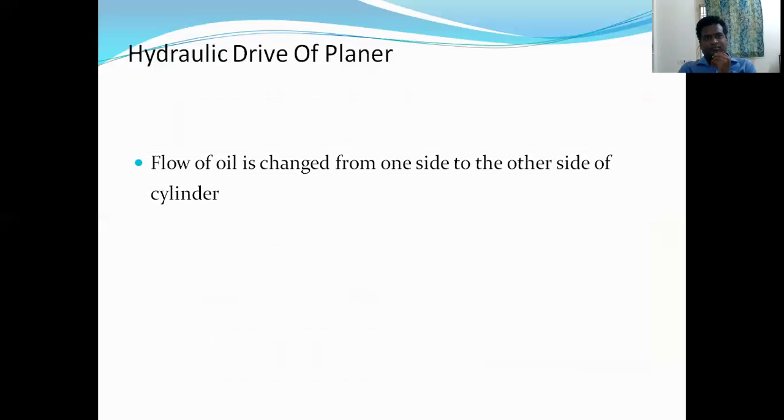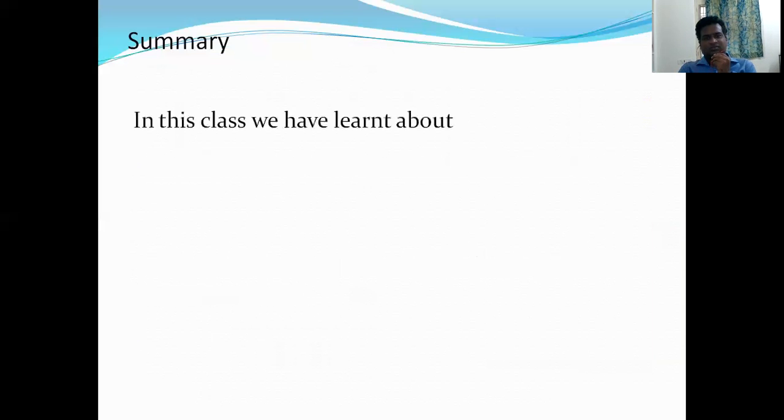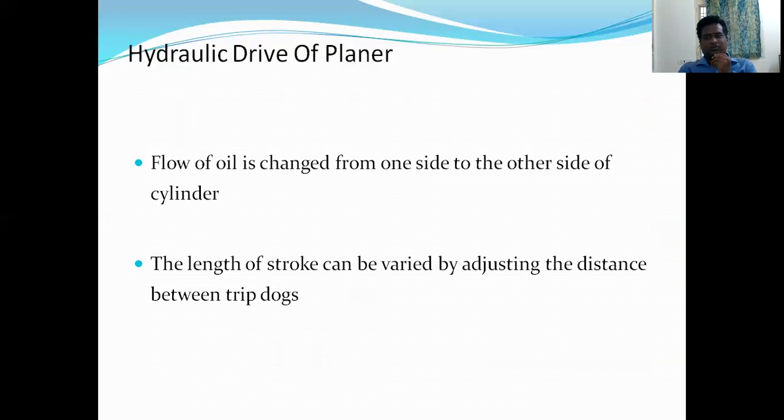Okay. Hydraulic drive of a planer. Flow of oil is changed from one side to the other side of the cylinder. The length of stroke can be varied by adjusting the distance between the trip dogs. Okay. So these are the drive mechanisms in the planer machine to drive the table: open belt and cross belt drive mechanism, reversible motor driving mechanism, and hydraulic drive.